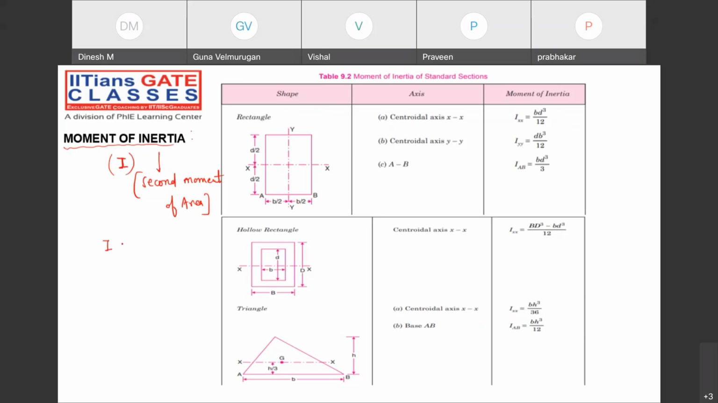What is the formula we have? The formula is, note down, summation of A. Suppose you are calculating the moment of inertia about xx, you just take the summation of area. If I talk about the area moment of inertia, it is area into y square. Iyy you can calculate as summation of area into x square. Note down, guys, very, very important.